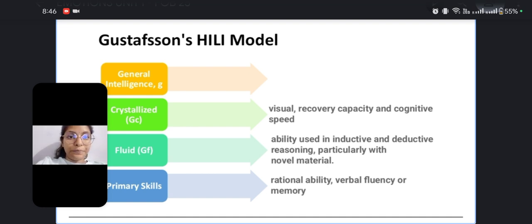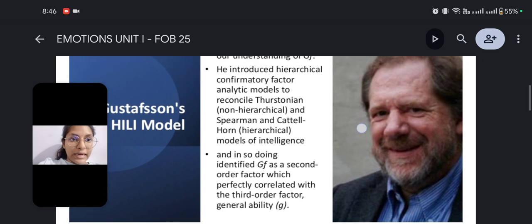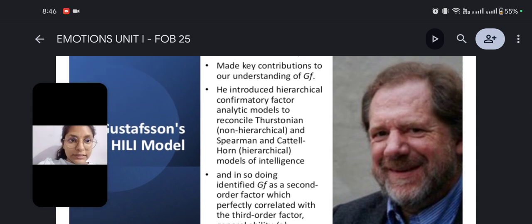So these are the factors in Gustafsson's HILI model, and he has reconciled Thurstone's non-hierarchical and Spearman and Cattell-Horn's hierarchical models of intelligence.